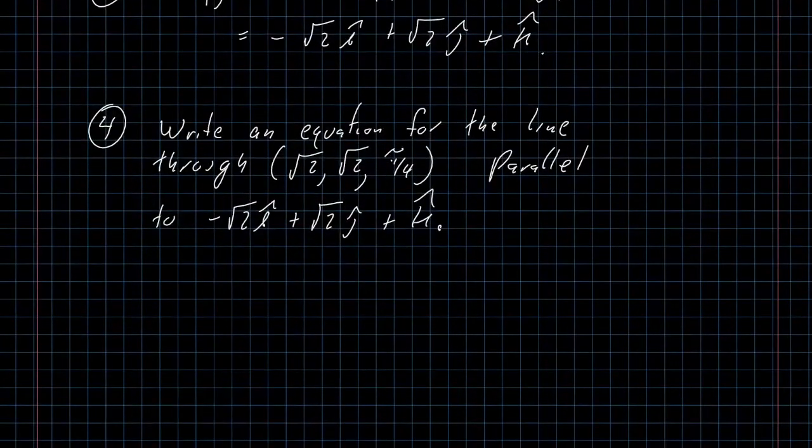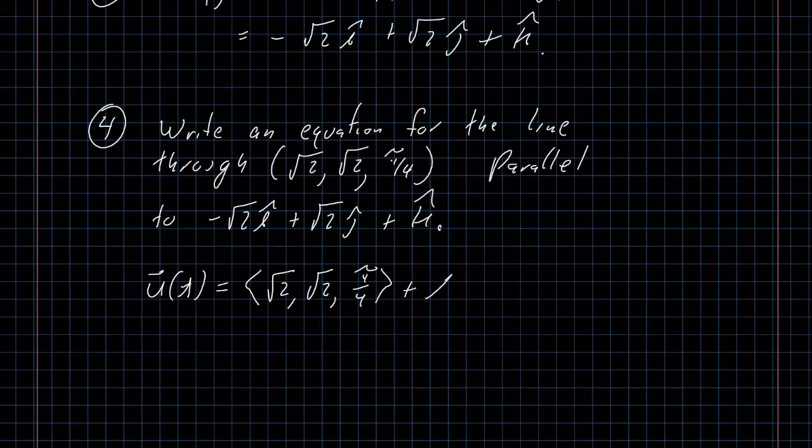The vector is always going to be in the form, right? I've already used r, so I guess I'll call this one u. U of t is going to be the vector pointing to the point in question, which is root 2, root 2, pi over 4, plus t times the vector parallel, negative root 2, root 2, 1.